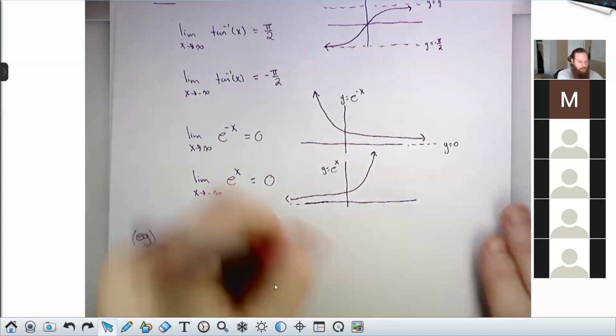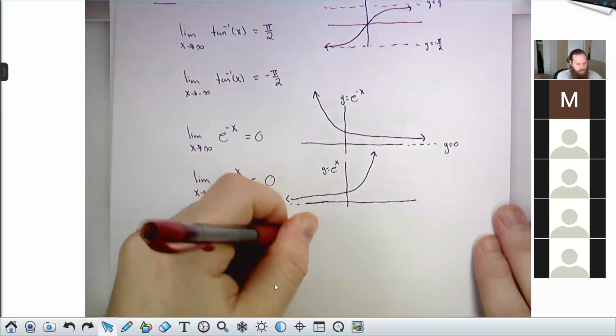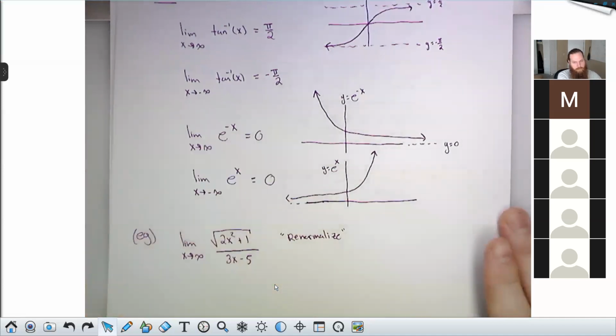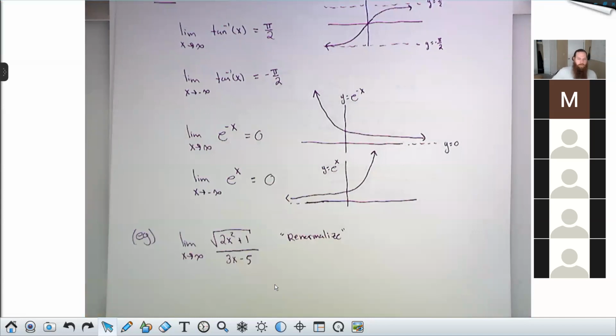If I want to renormalize, I need to divide top and bottom by the fastest growing term. Downstairs I have an x, upstairs I have an x squared, but it's under a square root.